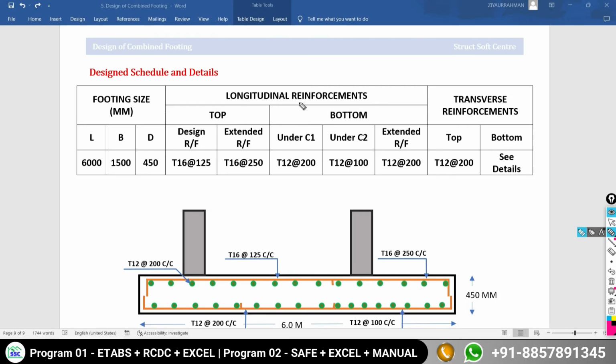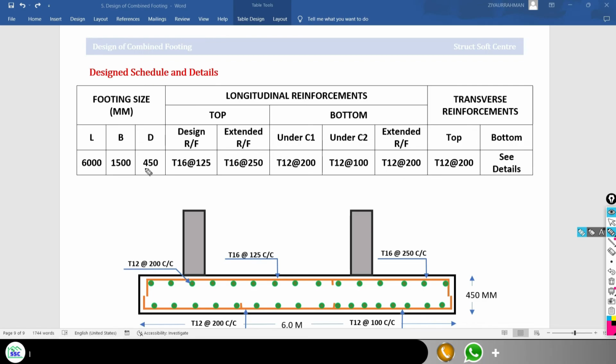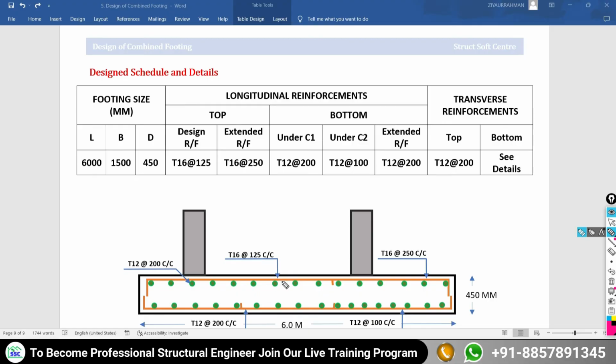Now have a look over the final design schedule and details. We are going to provide a footing size as length 6000 mm, width 1500 mm, and overall depth of the foundation as 450 mm. The reinforcement at the top face of the footing we are going to provide as 16 mm dia at a spacing of 125 mm center to center for the top face.